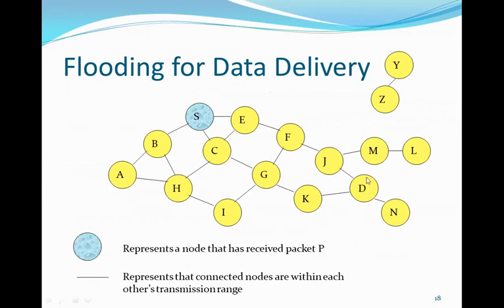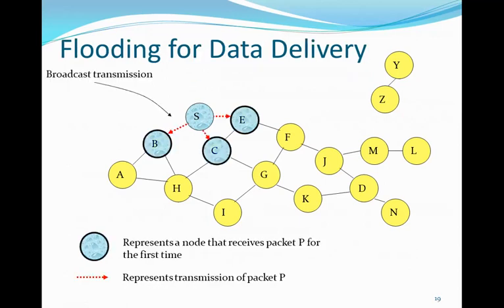Here the destination node D lies over here, and the source node is represented by a blue color, which means that it is a node that will send data, or the blue color will be given to a node that will receive that packet P. Similarly, this line represents that these nodes are connected with one another, and they can communicate easily or directly with one another. They are in transmission range of one another.